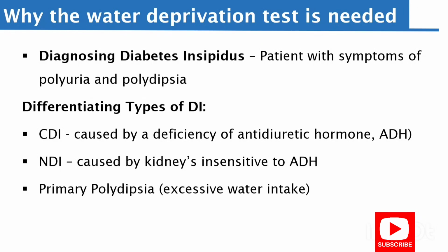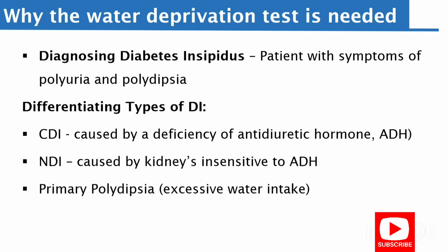Now, of course, there's also another cause, which is primary polydipsia, which, like I've mentioned, is excessive water intake. So what does that really mean? It means this water deprivation test can help to, one, diagnose diabetes insipidus, and also help to differentiate the types, like I mentioned: central, nephrogenic, and primary polydipsia, which has to do with excessive water intake.